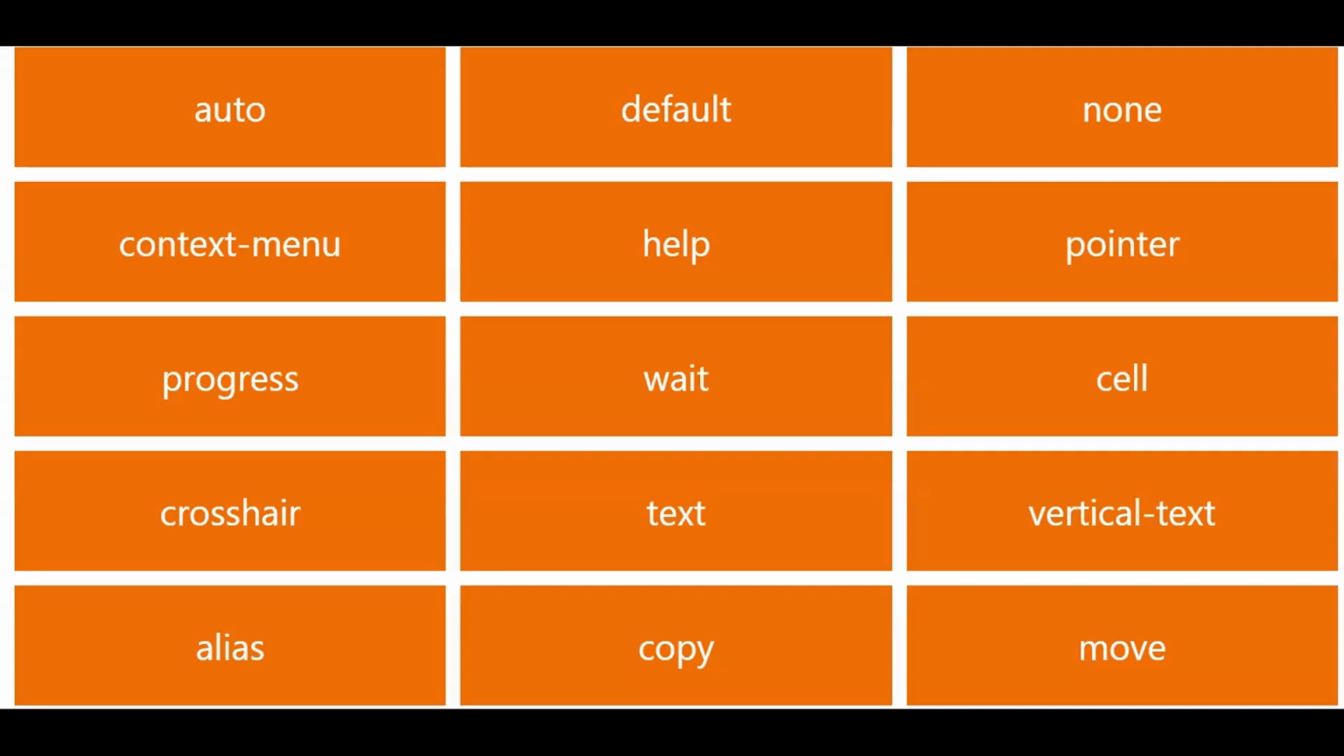Now I will show you how each and every cursor will look. So this is the auto cursor, this is the default cursor, this is the none cursor. See, as I bring my mouse on top of this, there is no pointer at all. That is none. And this is context menu, this is the help cursor, this is the pointer cursor, this is the progress cursor, this is the wait cursor, this is the cell cursor, this is the crosshair cursor, this is the text cursor, and this is the vertical text cursor. This is the alias cursor, this is the copy cursor, and this is the move cursor.